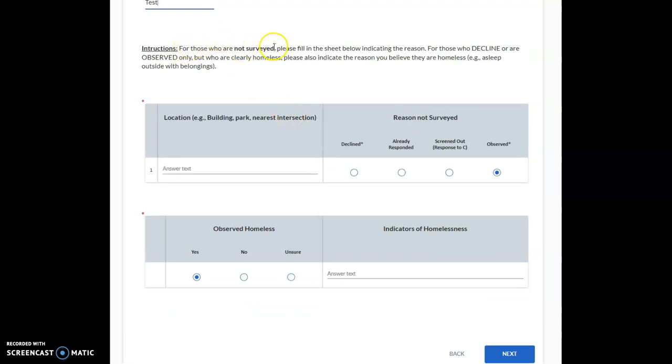So for those who are not surveyed, please fill in the sheet below indicating the reason. For those who decline or observed only, but who are clearly homeless, please also indicate the reason you believe they are homeless, such as they are asleep outside with belongings. So in our scenario, they were observed and we'll think they are homeless and provide our reason. Maybe they are just known to staff.